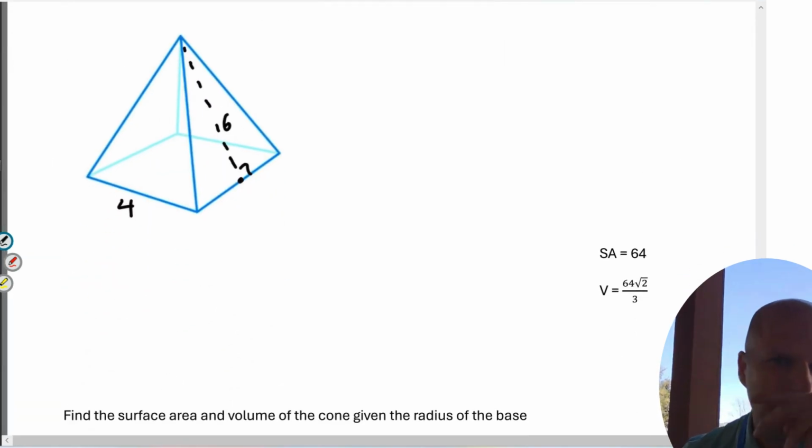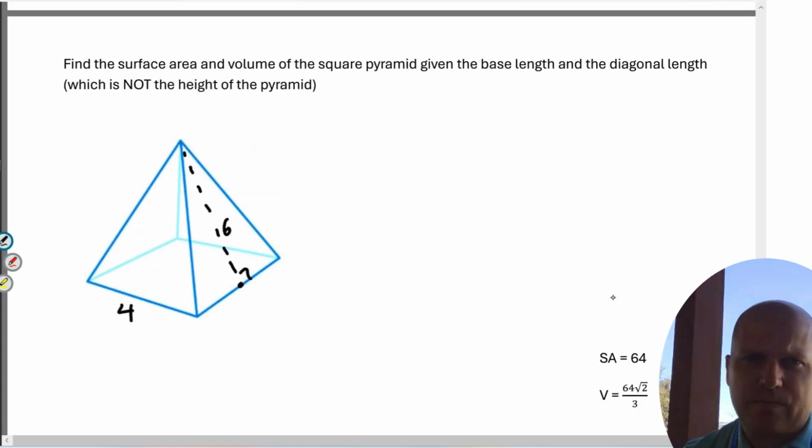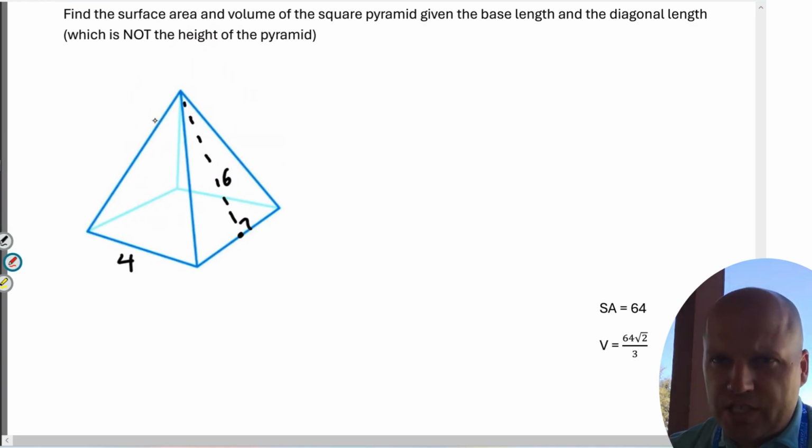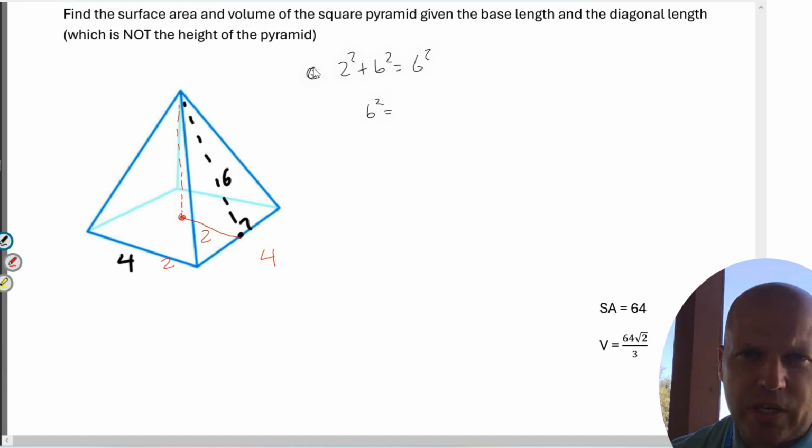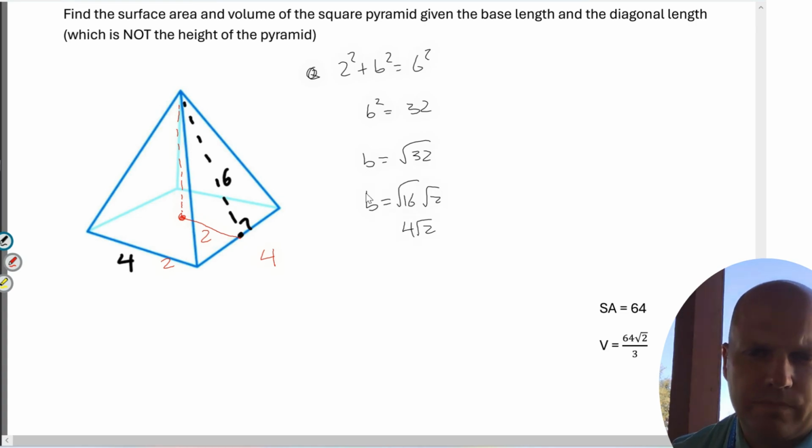And we finish off with these two, which we practiced in class. The key is to see the right triangles that are coming out of the paper, these three-dimensional right triangles. So square, which means this is 4. This means this is 2. This is 2. Which means for this length here, I have to use the Pythagorean theorem. 2 squared plus b squared equals 6 squared. I have b squared equals 36 minus 4, which is 32. b equals the square root of 32, which is root 16, root 2, or 4 root 2.